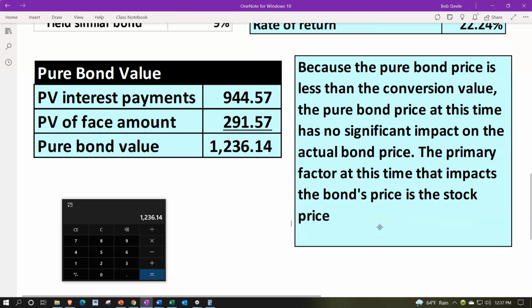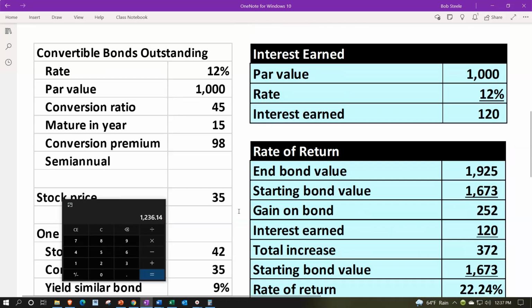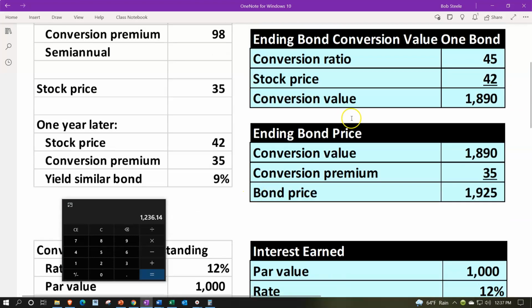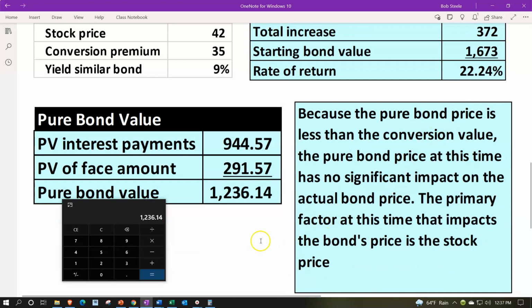So in other words, when we look at this pure bond price and we try to think about, okay, what's the value of this security, it's going to have less impact because that pure bond price is less than, if we go back up top, the conversion value. The conversion value, meaning if we were to convert these bonds to stocks, is at the 1,890, whereas if we look at the bond price, then we have the 1,236.